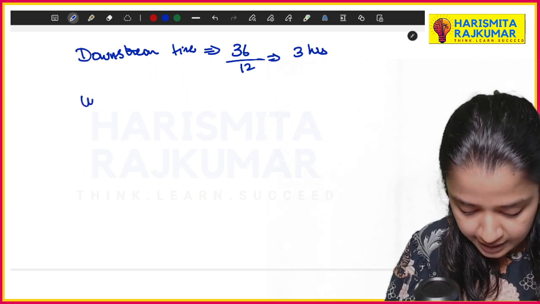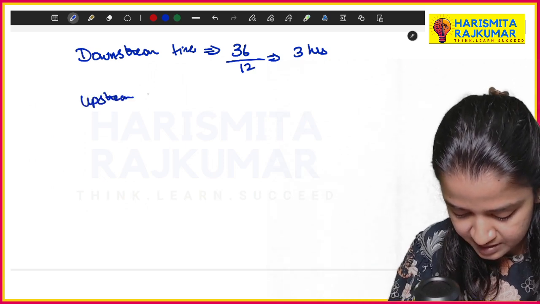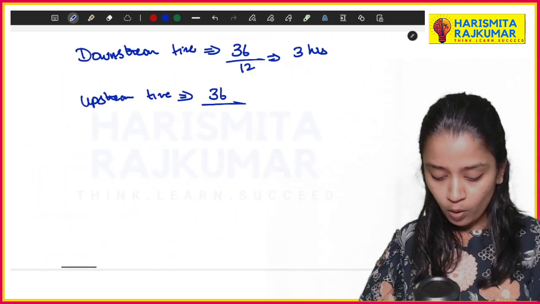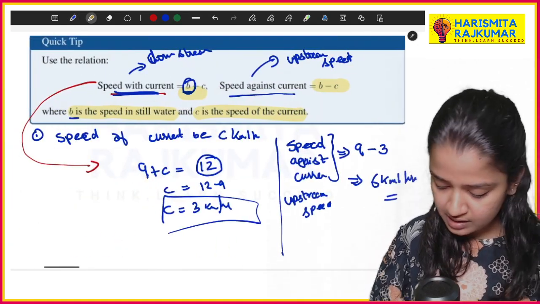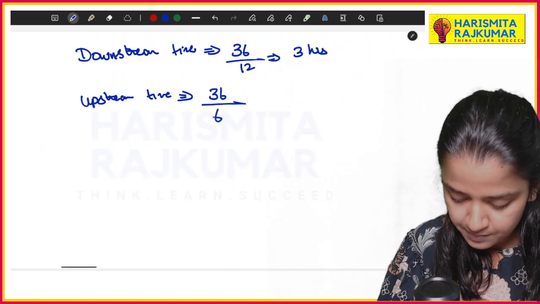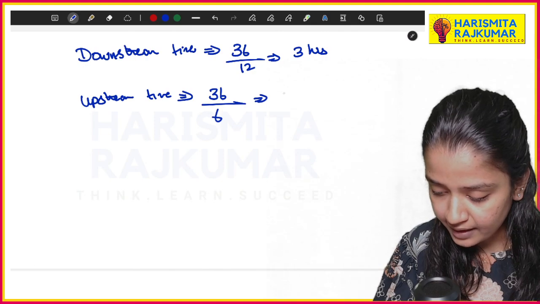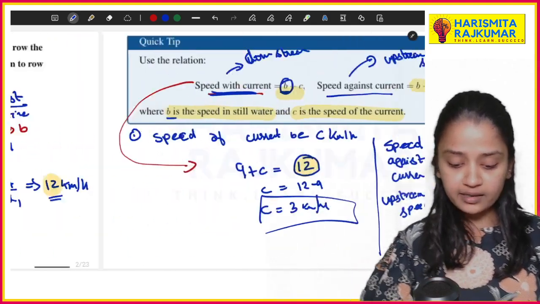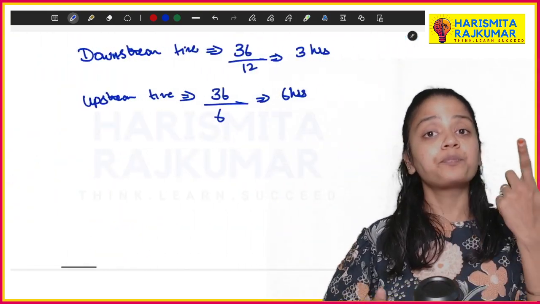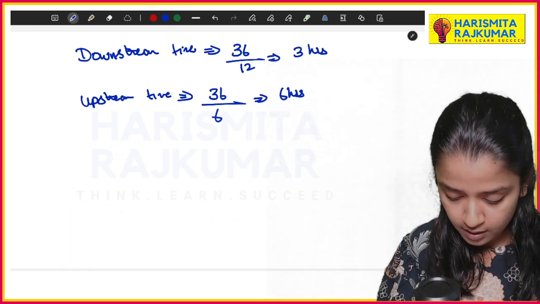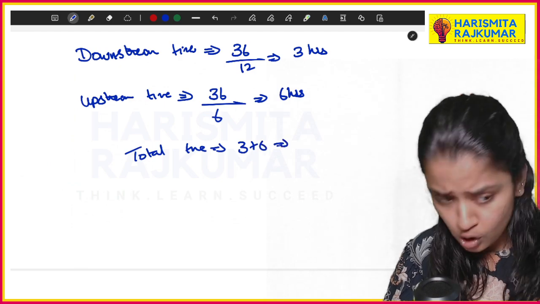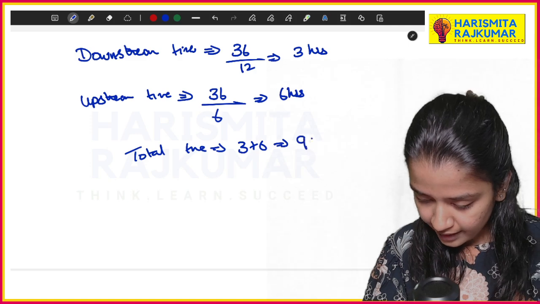Now I have to calculate upstream time. I have got upstream speed. Upstream time is nothing but 36 by, what is my upstream speed? Upstream speed, which is 6. So 36 by 6, I'll be getting 6 hours. Now what did they ask? They asked the total time. So total time is upstream time plus downstream time, which is 3 plus 6, so your answer will be 9 hours.